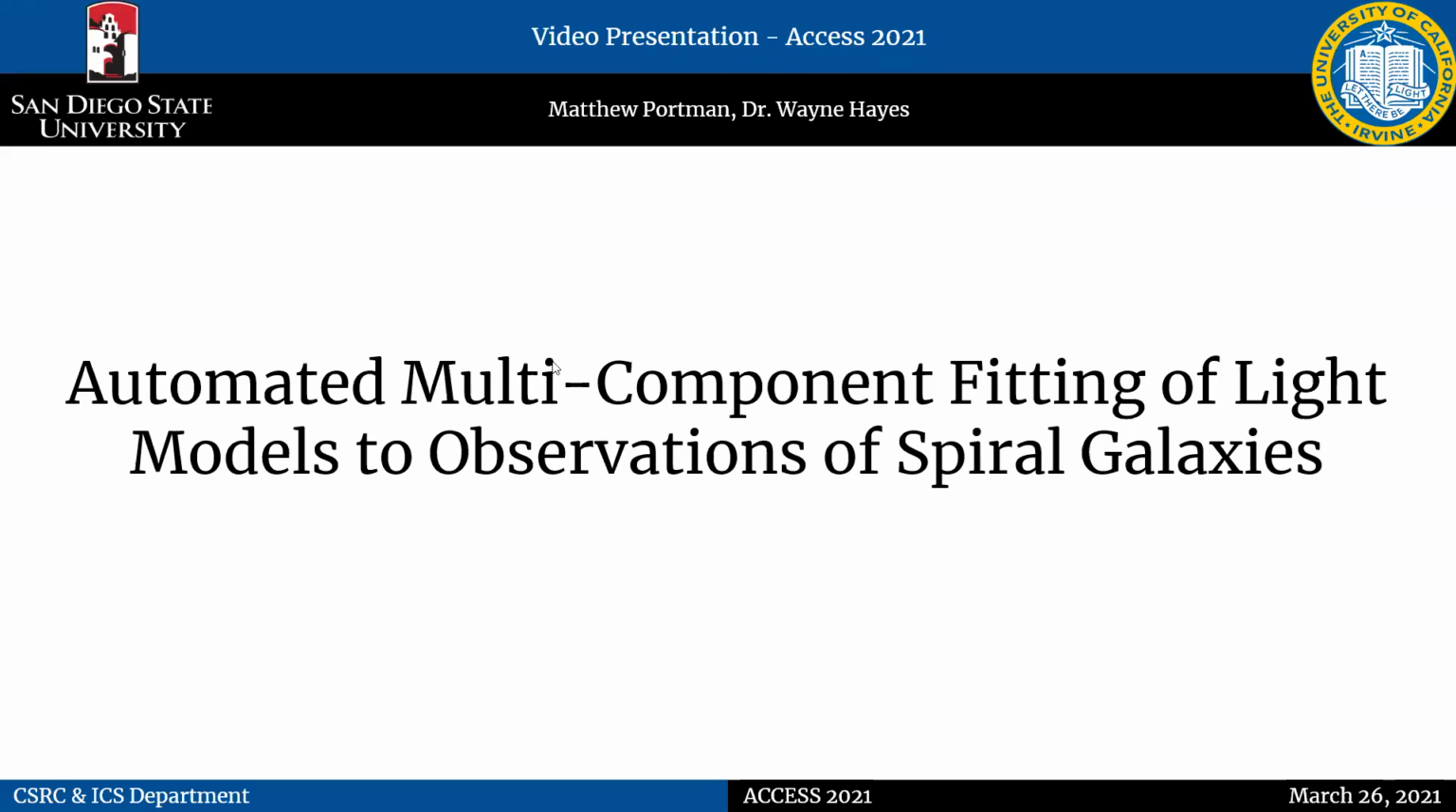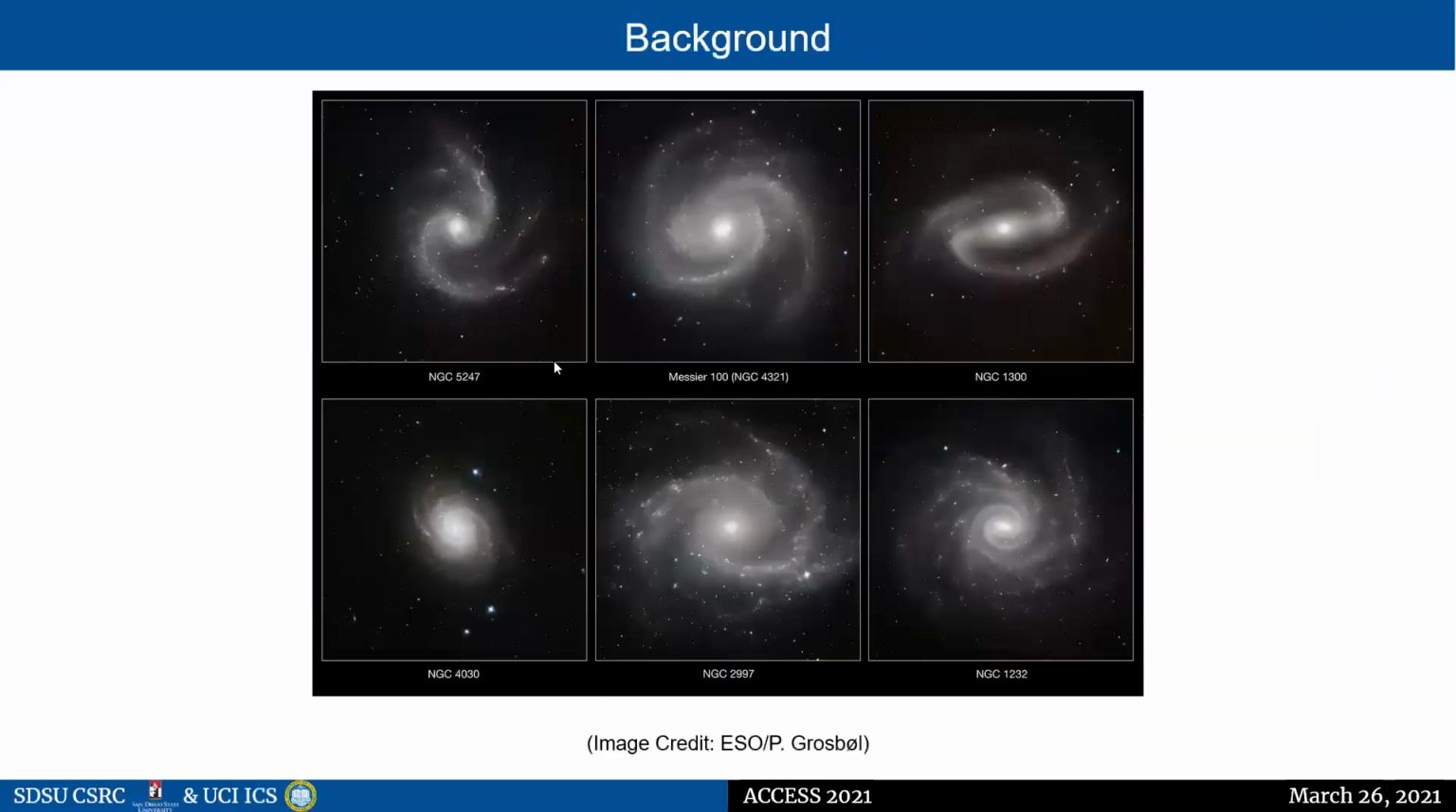Hi, my name is Matthew Portman, and this is my presentation on automated multi-component fitting of light models to observations of spiral galaxies. Now a little bit of background.